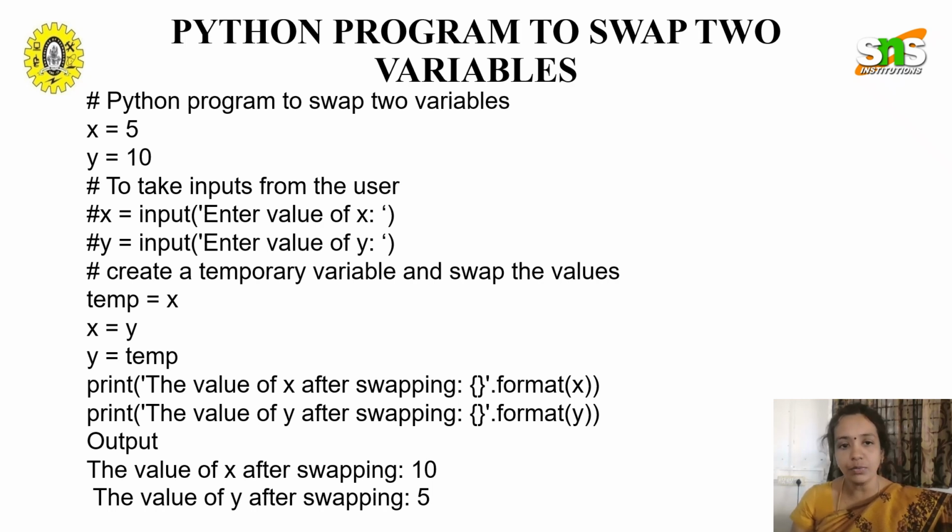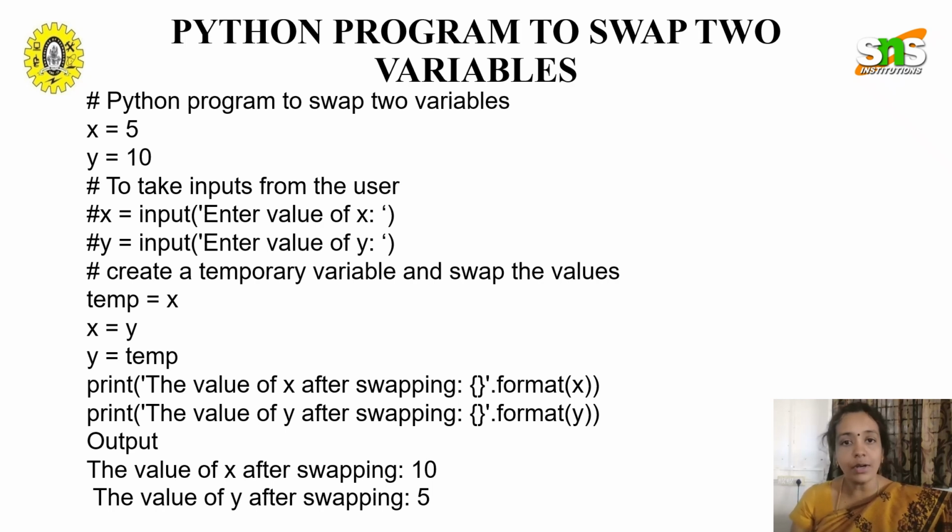So X is equal to 5, we are defining the value. Y is equal to 10, we are defining the value according to the program. If you want the user to give the values, then X is equal to input, enter value of X, Y is equal to input, enter value of Y. So this is also an option.